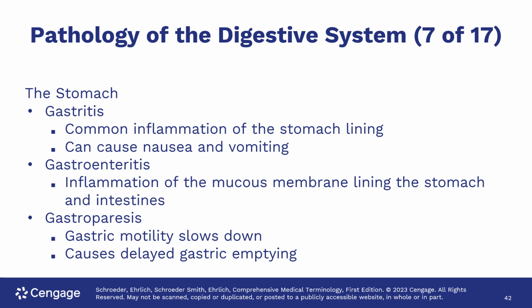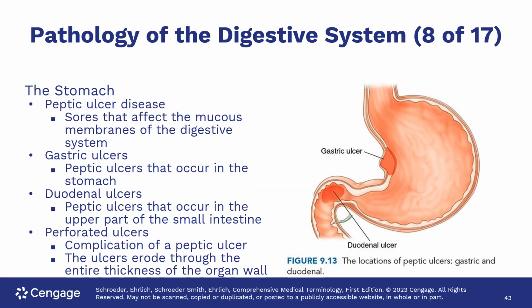Disorders of the stomach are gastritis or inflammation of the stomach. Gastroenteritis is inflammation of the stomach and intestines. And gastroparesis is where the motility of the stomach is slow and delays stomach emptying. You can have an ulcer anywhere. Peptic ulcers occur anywhere in the GI tract. Gastric is obviously in the stomach. Duodenal is in the duodenum. A perforated ulcer is where the ulcer eats through the gastrointestinal wall.